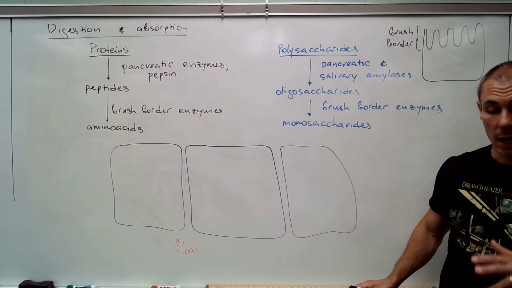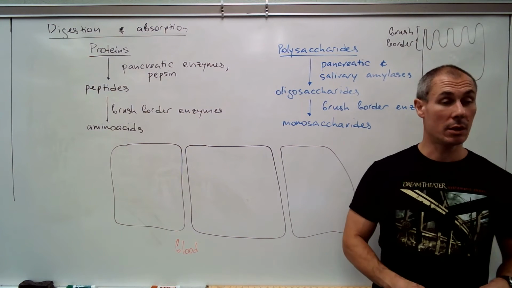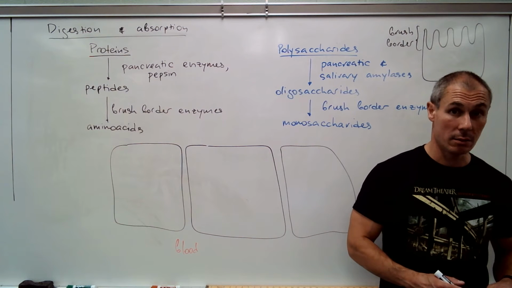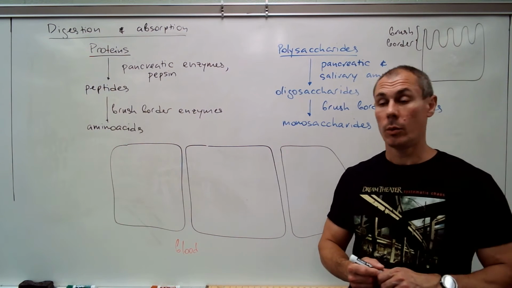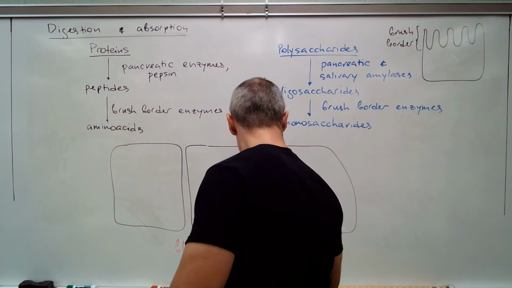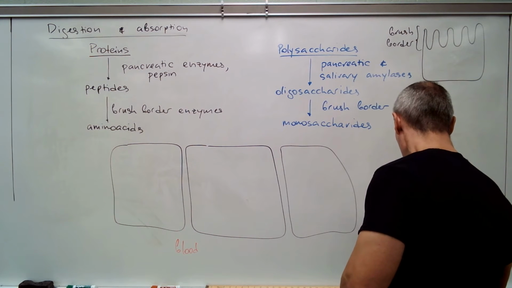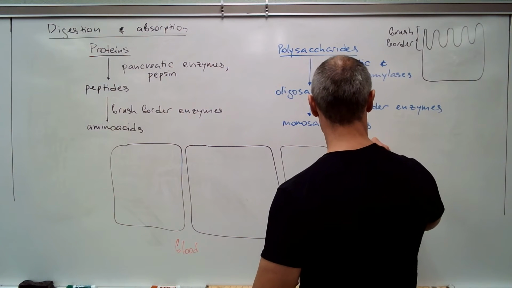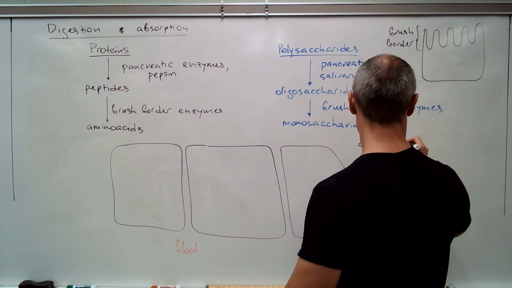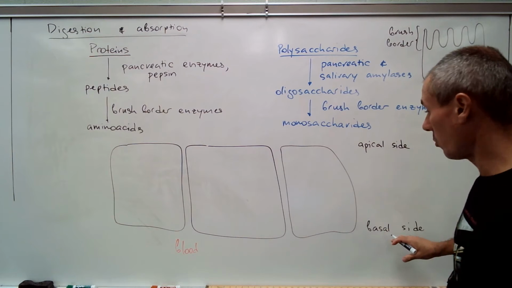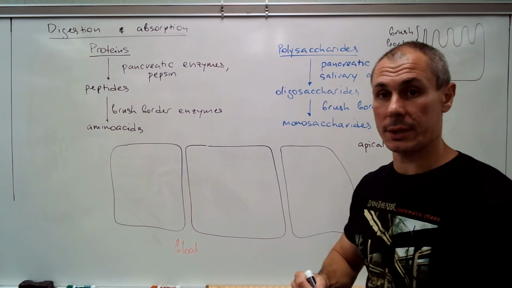Good? How do we do it? We're going to start with a quite unexpected story. We're going to start with the basal side of the epithelium right here at the bottom. Can you all see that?